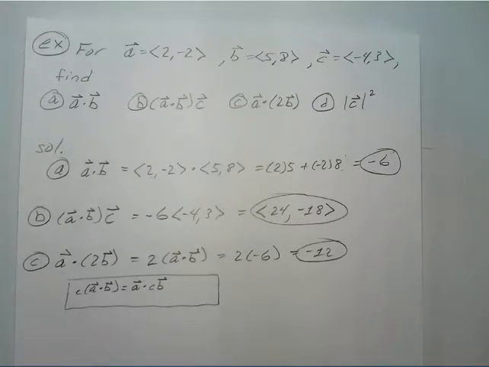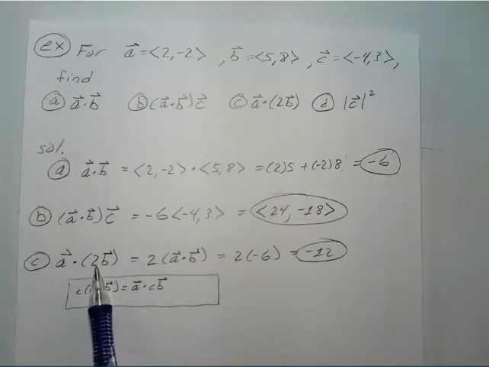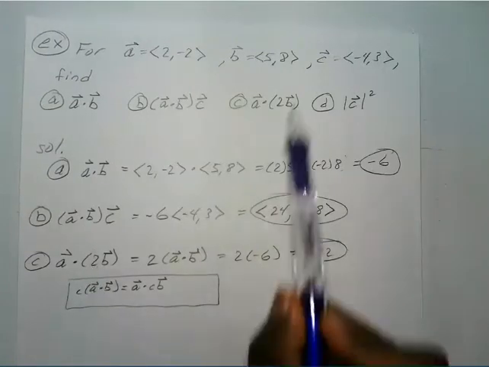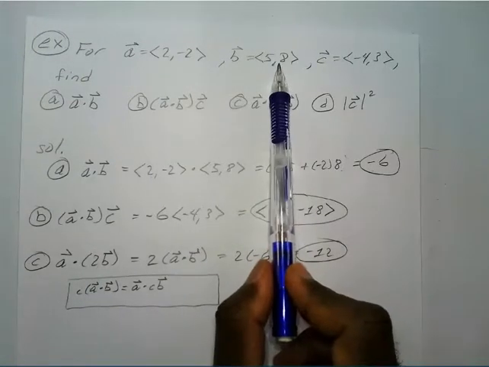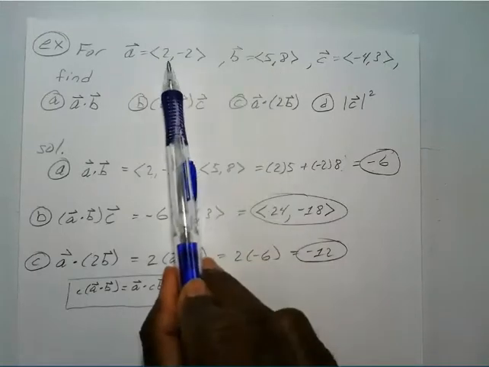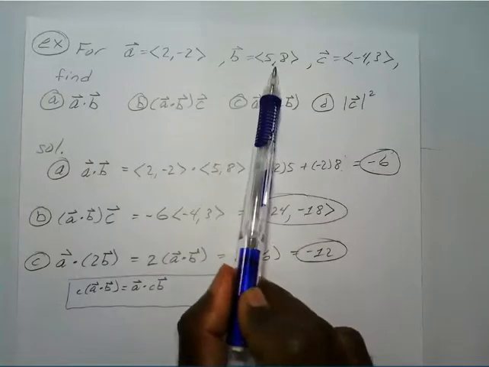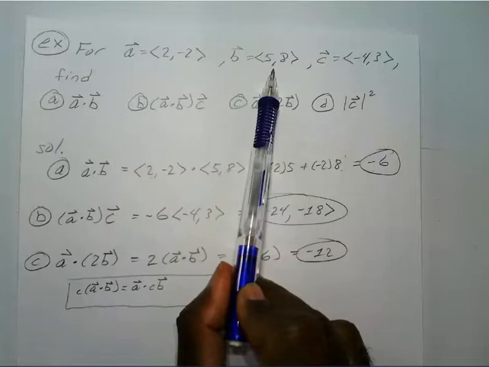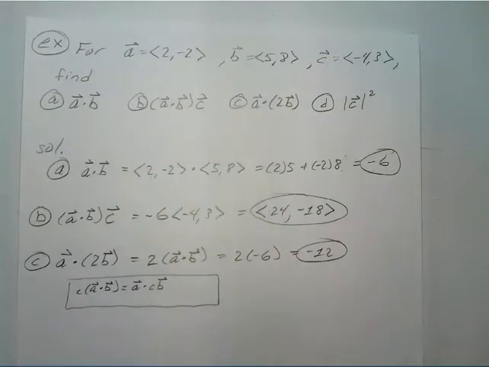Now, if you wanted to, you could have multiplied 2 times B, which would have given you the vector 10, 16, and then you just find the dot product between A and 10, 16, and that would have given you the same answer. This is just kind of a shortcut using the properties.